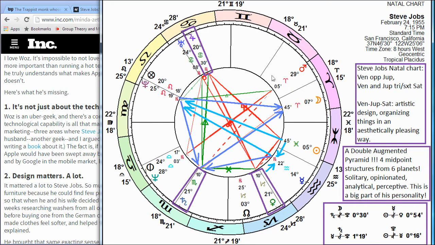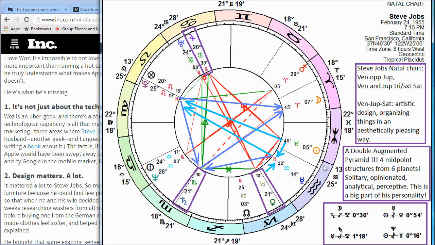So if this is all new to you, it might sound overwhelming, but it's really simple. All we're saying is that a lot of planets are lining up in the middle of each other, and a double augmented pyramid pattern is very, very powerful. And what does it mean?